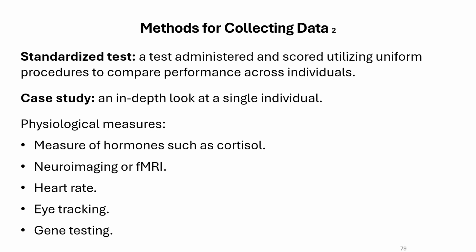Physiological measures that we can use would be measuring things like hormones, like cortisol. We could do neuroimaging or fMRIs. We could do heart rate calculations. We could do eye tracking or gene testing.